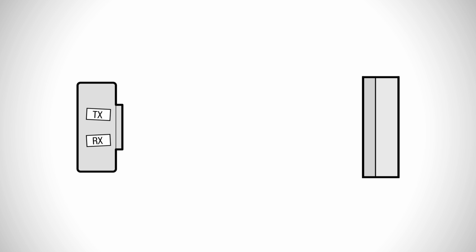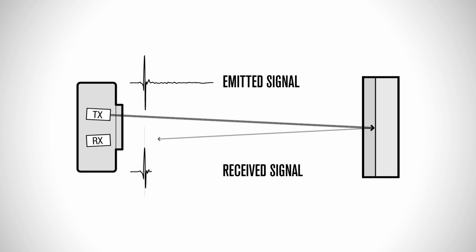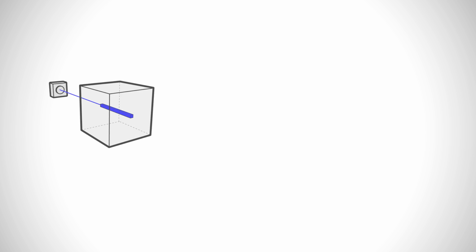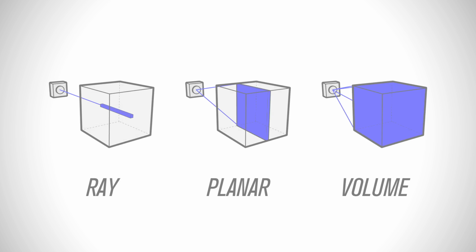InfraStructs are sensed with an active imaging device that emits pulses of terahertz radiation and measures multiple reflections from each surface inside an object. We explore how ray, planar, and volume scan data can be used to decode embedded information inside physical objects.